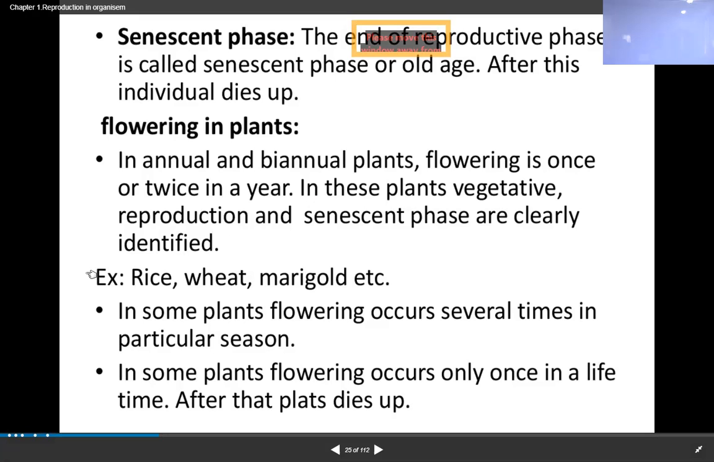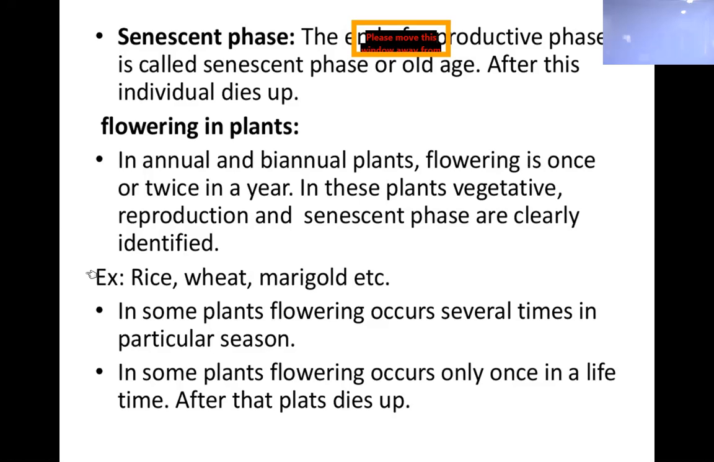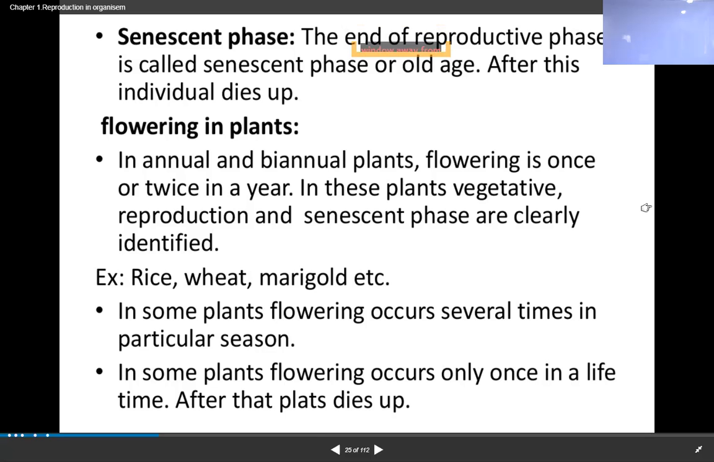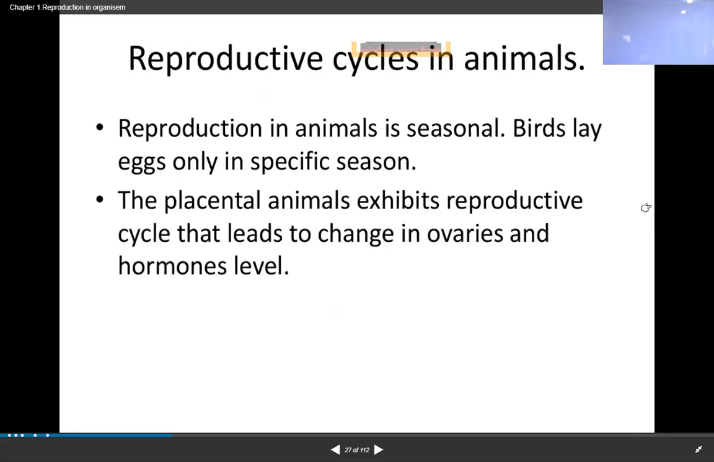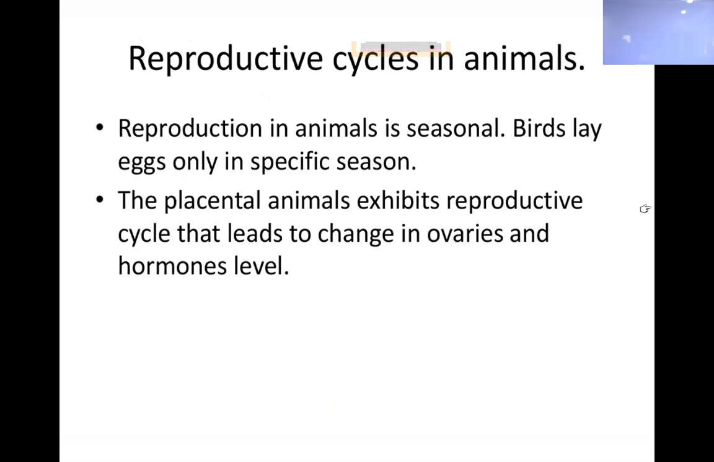So sexually reproducing animals show various breeding patterns. Some, like the goat, sheep, and donkeys, are seasonal breeders, while humans and apes are continuous breeders. Okay, they can breed throughout the year, we can say. Okay. So I think it is clear, Sejal.